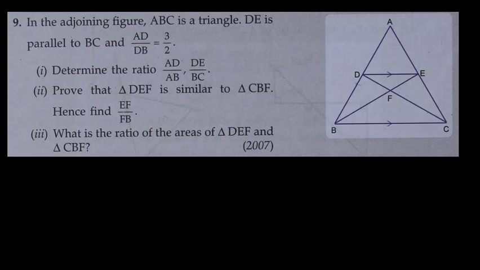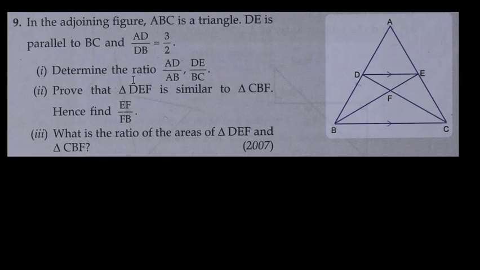DE upon BC. Second, we have to prove that triangle DEF is similar to triangle CBF. You can see that this small triangle DEF is similar to CBF, and hence you have to find the ratio of EF divided by FB. And third, what is the ratio of area of DEF and CBF? So once I get that these two triangles are similar, and once I get the ratio of their corresponding sides, I can easily find the ratio of areas. That will not be difficult.